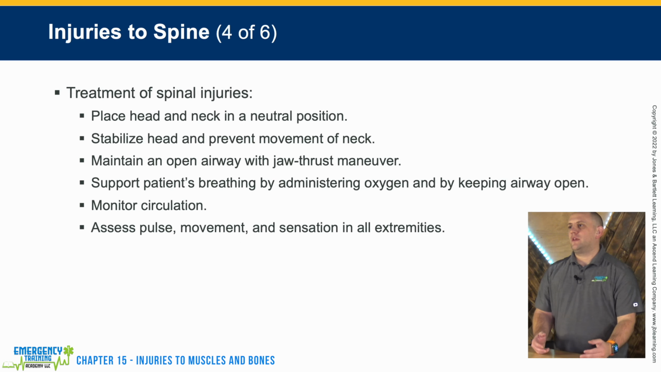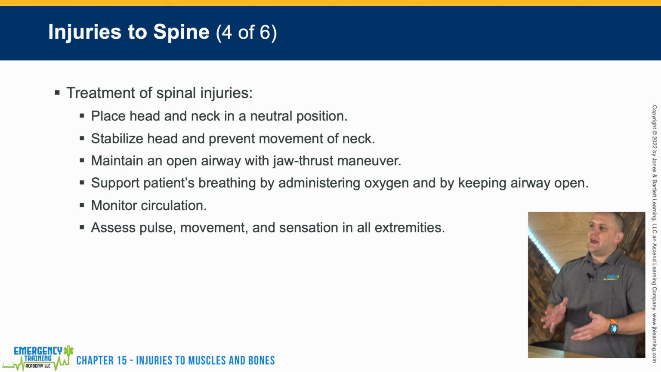Our treatment for these spinal injuries, we want to place the head and neck in a neutral position, trying to stabilize their head and preventing further movement. We need to maintain an open airway with these patients. Instead of doing the head tilt chin lift method to maintain an open airway, for these we want to use the jaw thrust maneuver, making sure that they have a patent airway, that they're breathing, we're assisting their breathing if needed, and administering oxygen for them.